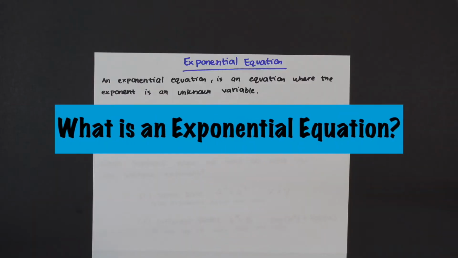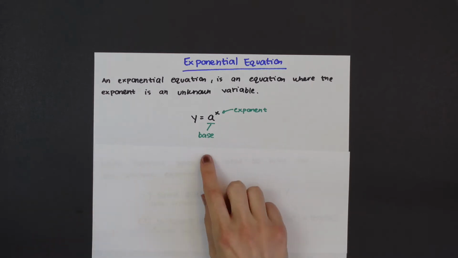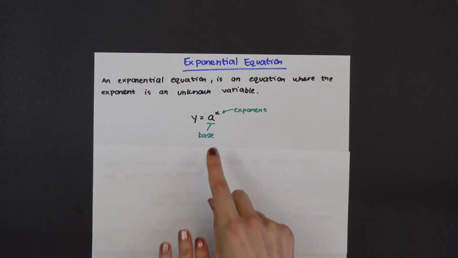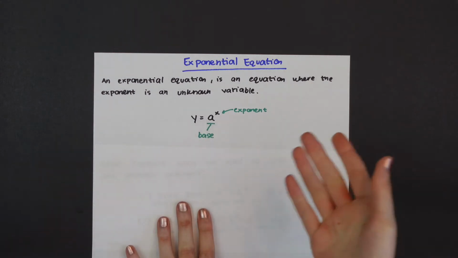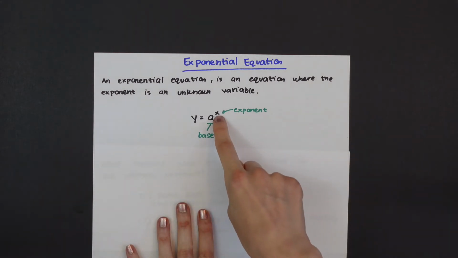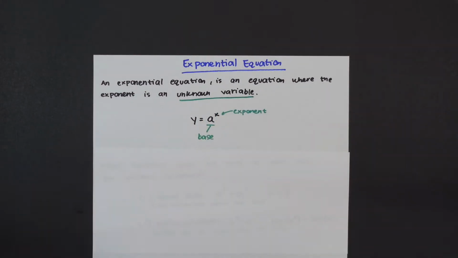So what is an exponential equation? An exponential equation is an equation where the exponent is an unknown variable. Here's an example of what an exponential equation looks like: y equals a to the x. The a represents the base and is always going to be a number, and x is the exponent, the unknown variable. This is just the form an exponential equation takes.